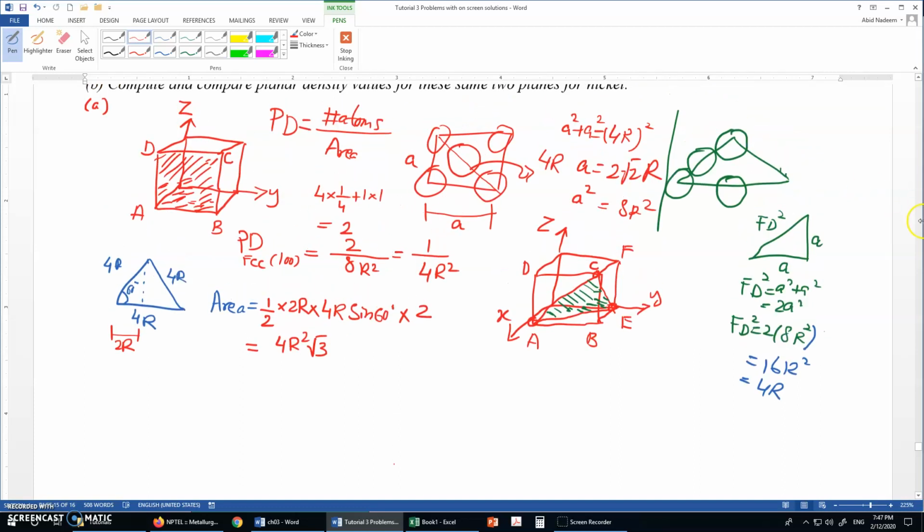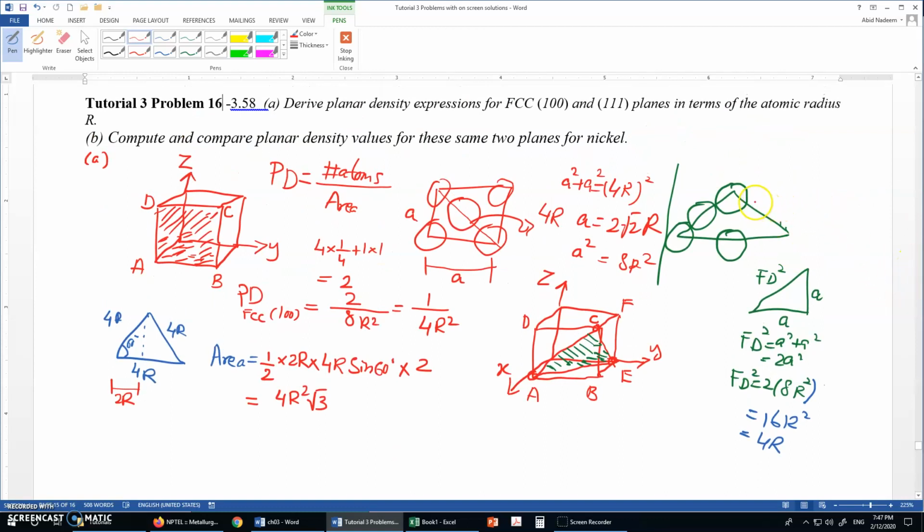The number of atoms in this one plane can be determined by this. Since this is the triangular plane, there are 3 atoms along each of the sides. So the corner atoms are 1/6. There are 3 corner atoms. These middle atoms are 1/2. So there are 3. So total is 2.